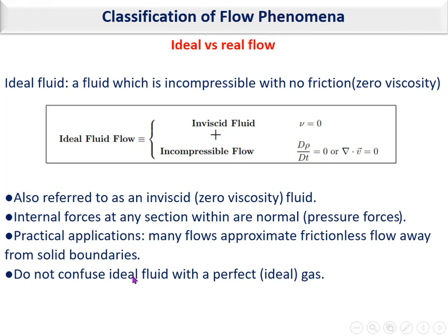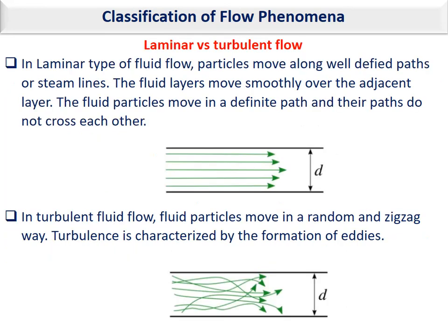Okay, there are some definitions here which are very important. For example, this last one, do not confuse ideal fluid with a perfect gas. Perfect gas, or ideal gas, is one definition, and ideal fluid is another definition. And this is also important. Let's review it. Practical applications. What is the practical application for ideal flow? Many flows approximate frictionless flow away from the solid boundaries, because near the solid boundaries is the region where the viscosity effects are dominant. Far from the boundaries, generally you may neglect the effects of viscosity.